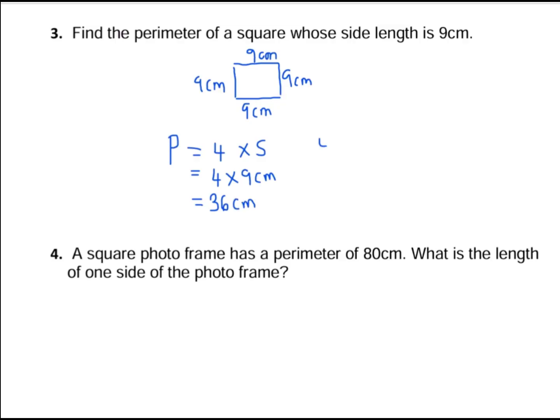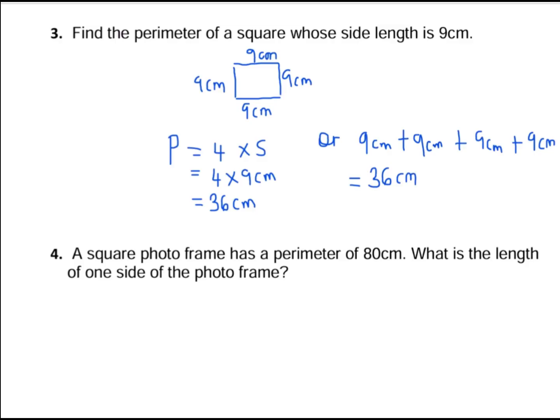So if you don't want to do that, you can just add all the sides, since perimeter is addition of all the sides. So I'm adding 9 centimeters plus 9 centimeters plus 9 centimeters plus 9 centimeters. So 9 plus 9 plus 9 plus 9, that is going to give us 36 centimeters. All right. So let's move to the next question.